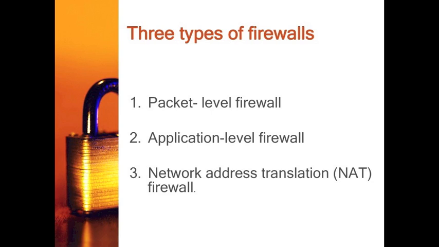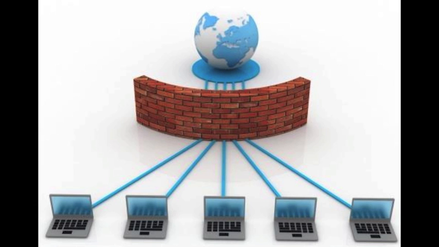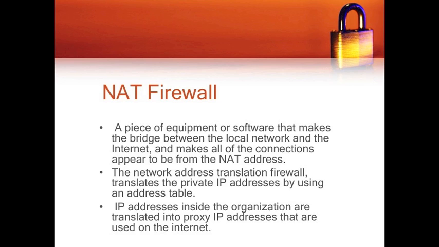There are three types of firewalls: packet-level firewall, application-level firewall, and the network address translation firewall. We need a brief description of network address translation in order to understand what the network address translation firewall does. The network address translation is used to map the private IP addresses of individual computers on a local network to a single IP address, and this would be the network address translation address on the internet. Most providers use this to remap their end consumer IP addresses to the internet. A network address translation firewall is a piece of equipment or software that makes the bridge between the local network and the internet, and it makes all the connections appear to be from the network address translation address.